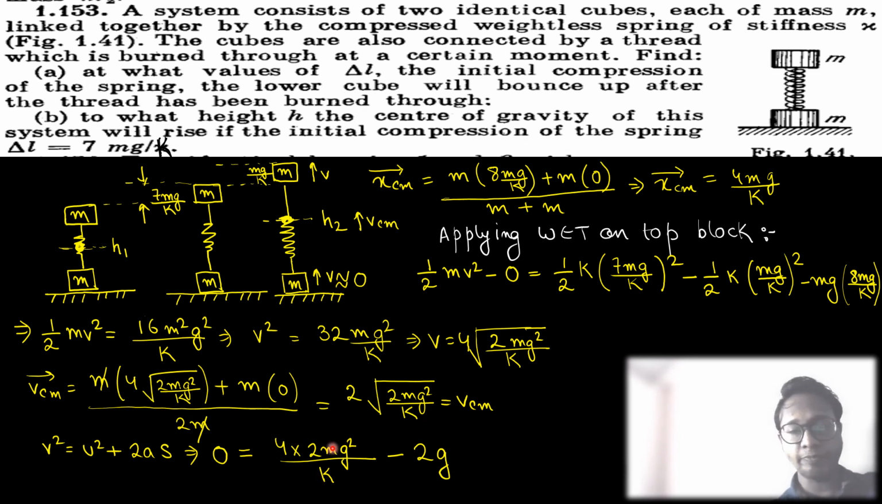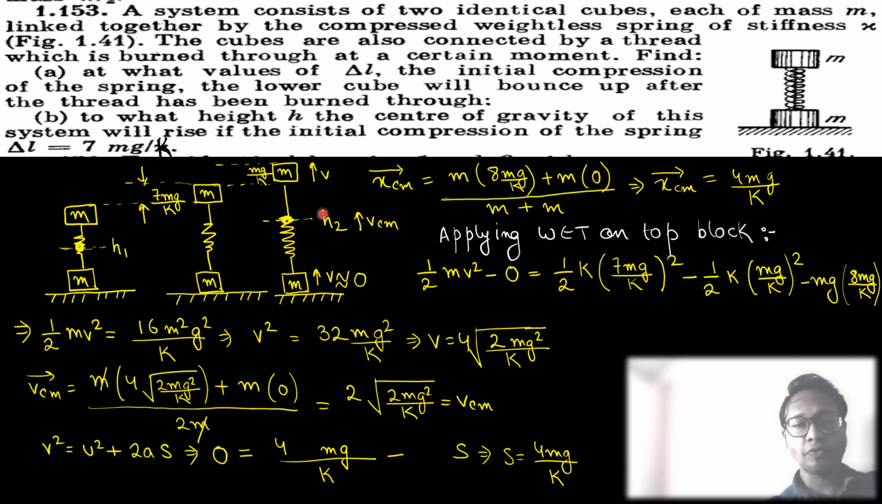Because if I take this velocity, which is in upward direction, to be positive, the acceleration due to gravity would be downward, negative 2g s. I have to find out the value of s out here. The 2 and 2 get cancelled, g and g square get cancelled. Let me make this neat and clean. So s is equal to 4 mg by k.